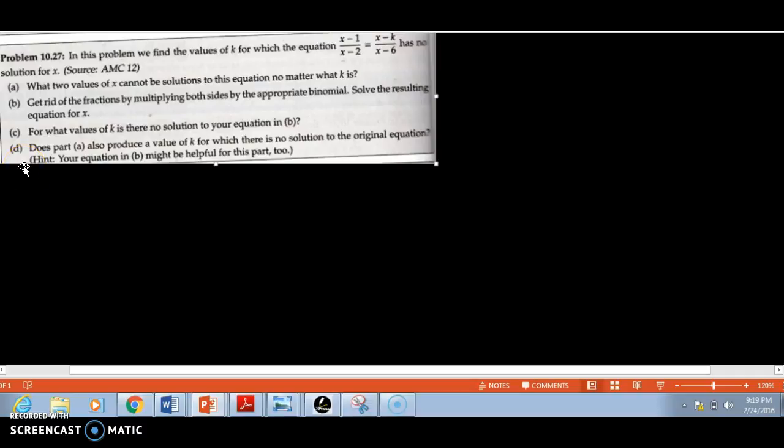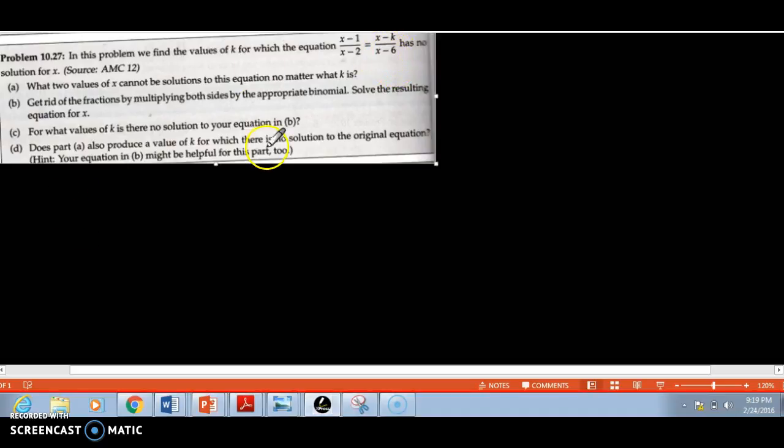Right, so let's try this next problem here. So basically you have an equation, and the first part is: what are the two values of x that cannot be solutions to this equation no matter what the value of k.